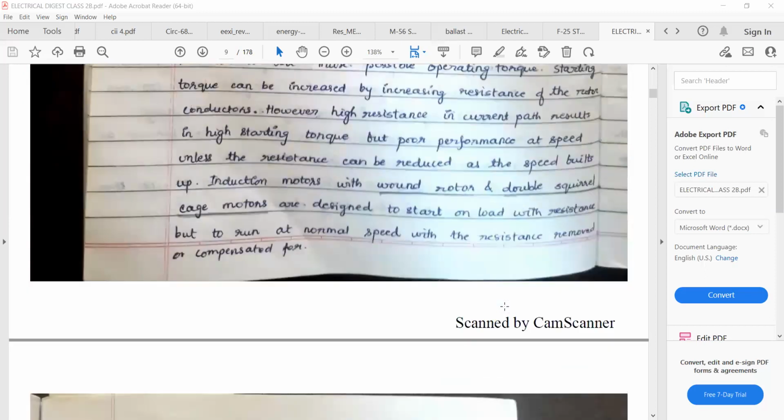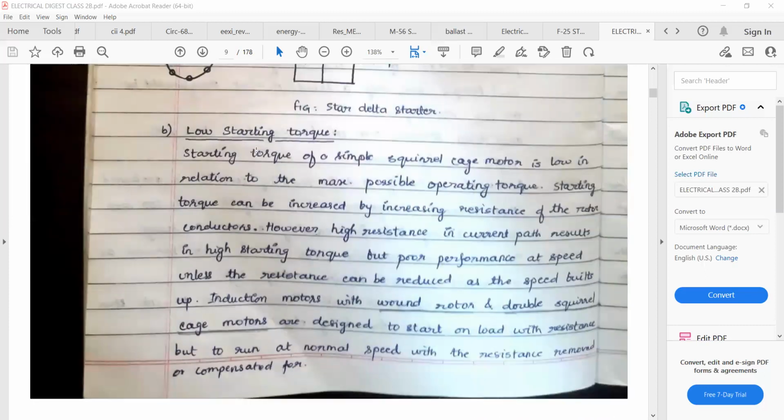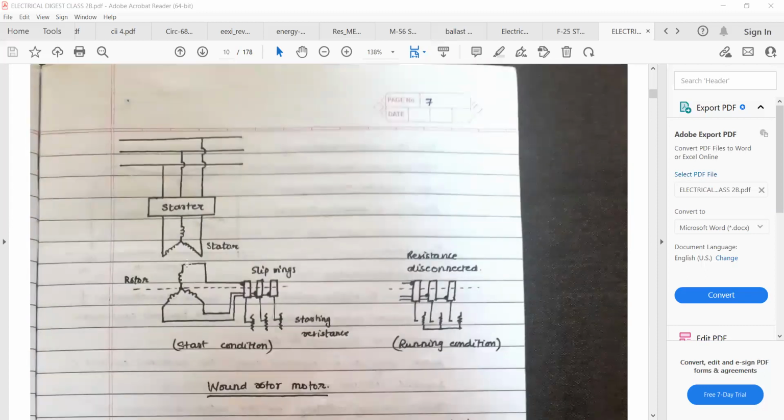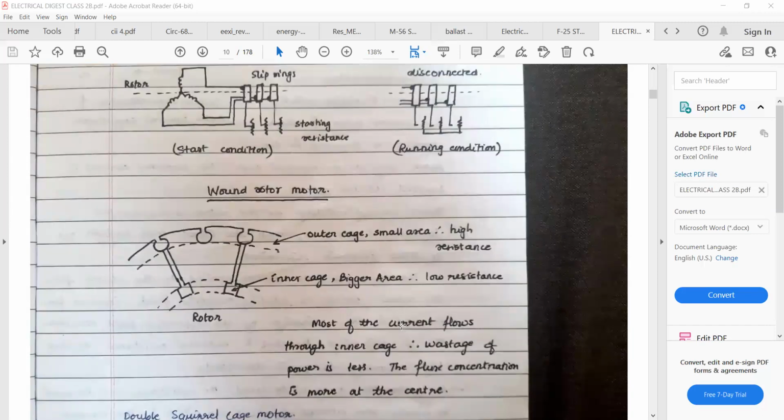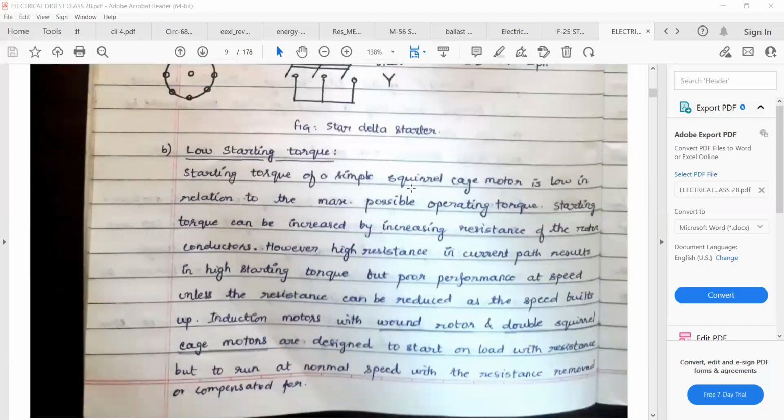So now when we talk about the second problem, what was the second problem? Low starting torque, right? So this is a star connected stator, this is a star connected rotor, and you have the slip rings, connected to the external resistance. Starting torque of a simple squirrel cage motor is low in relation to the maximum possible operating torque. Starting torque can be increased by increasing the resistance of the rotor conductor.